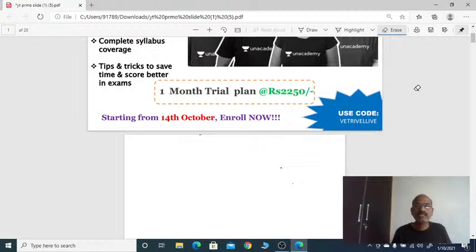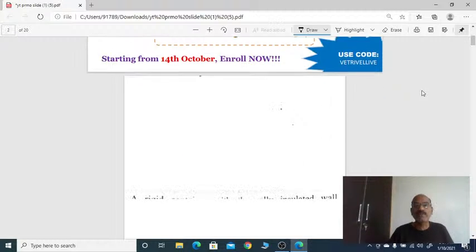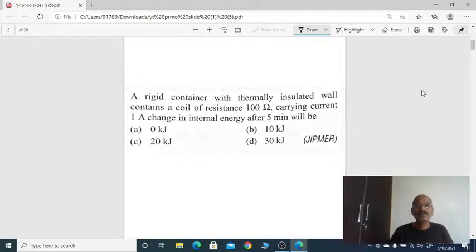So just recollect this formula. Based on that, now let us move to the first problem. Today it is problems based on electric current and electric energy. Here is the first one.